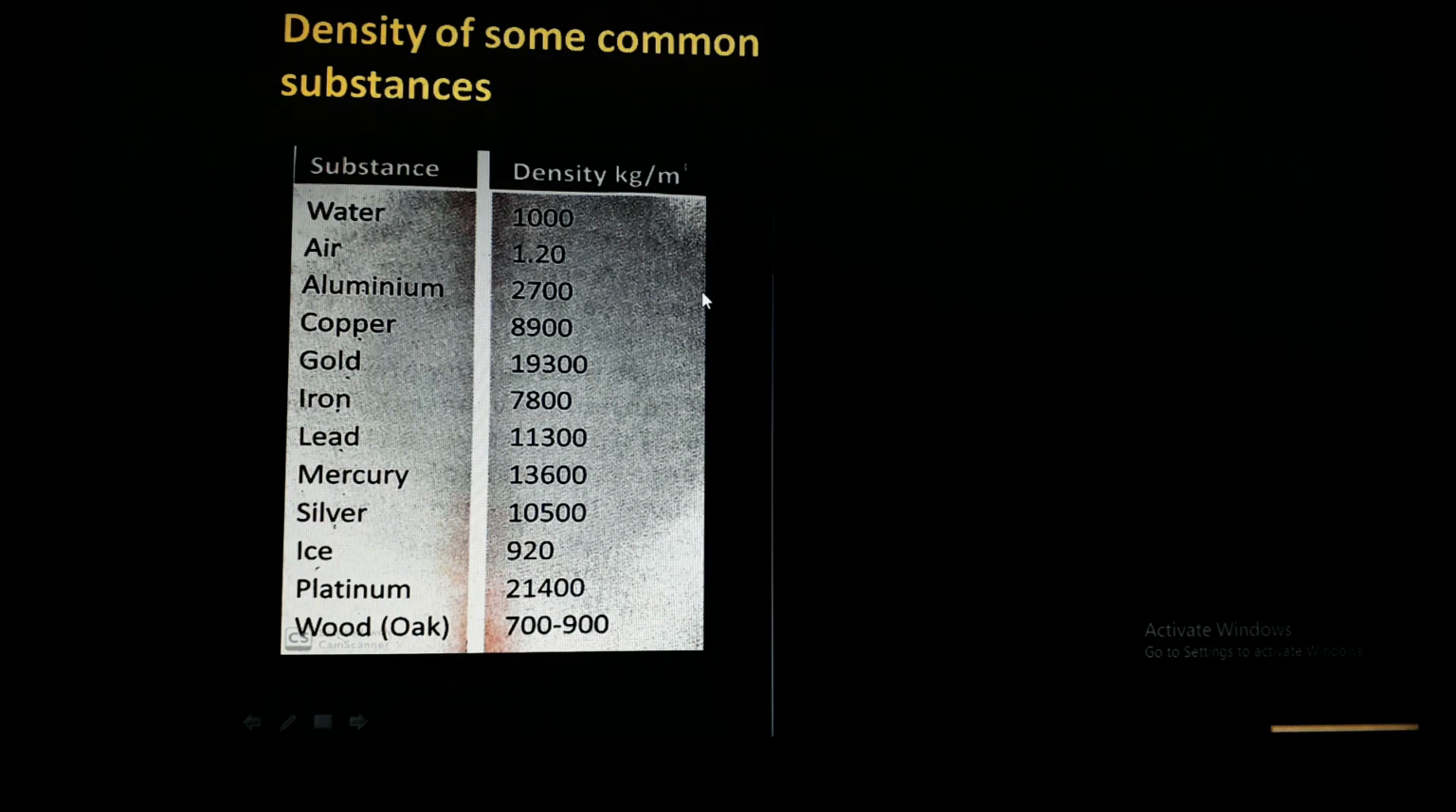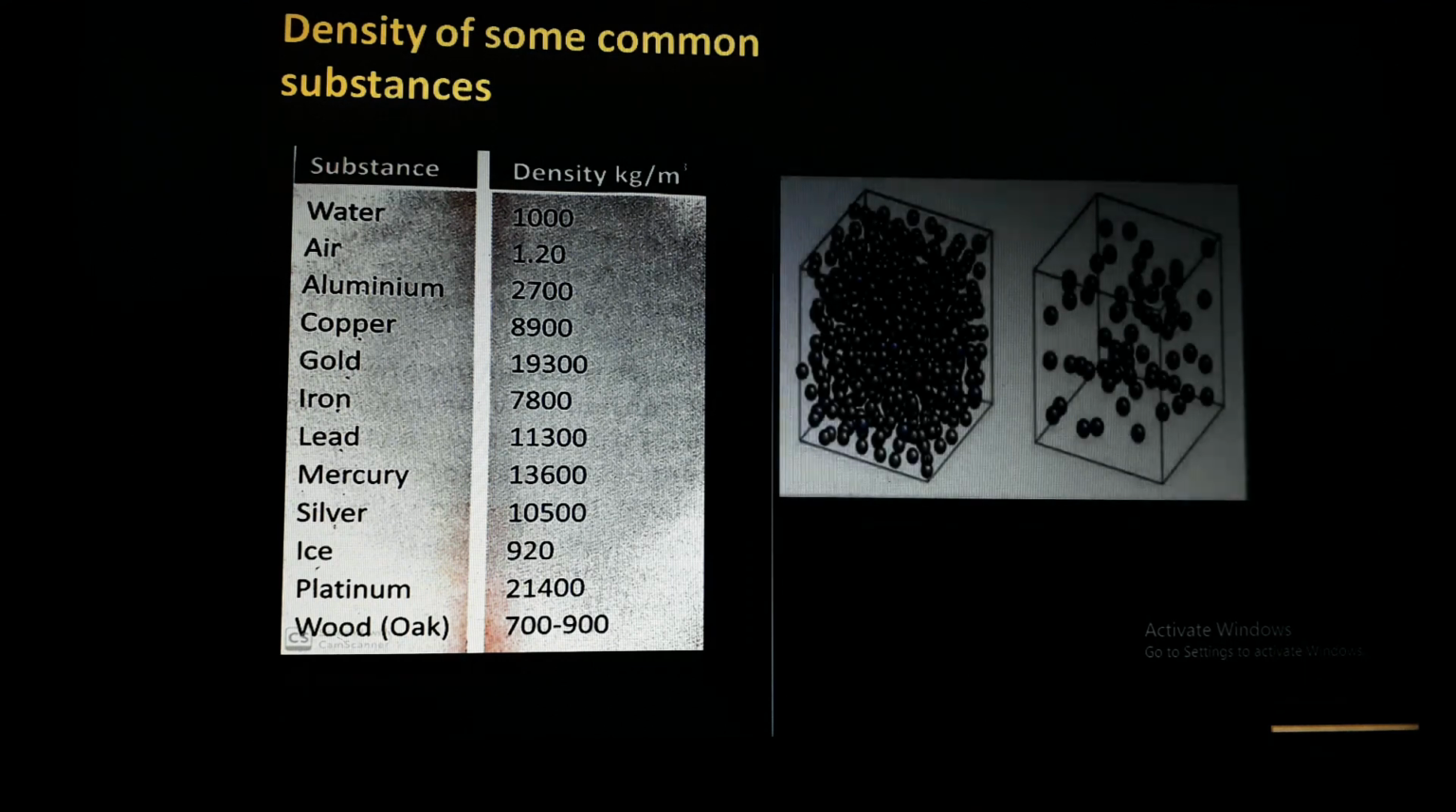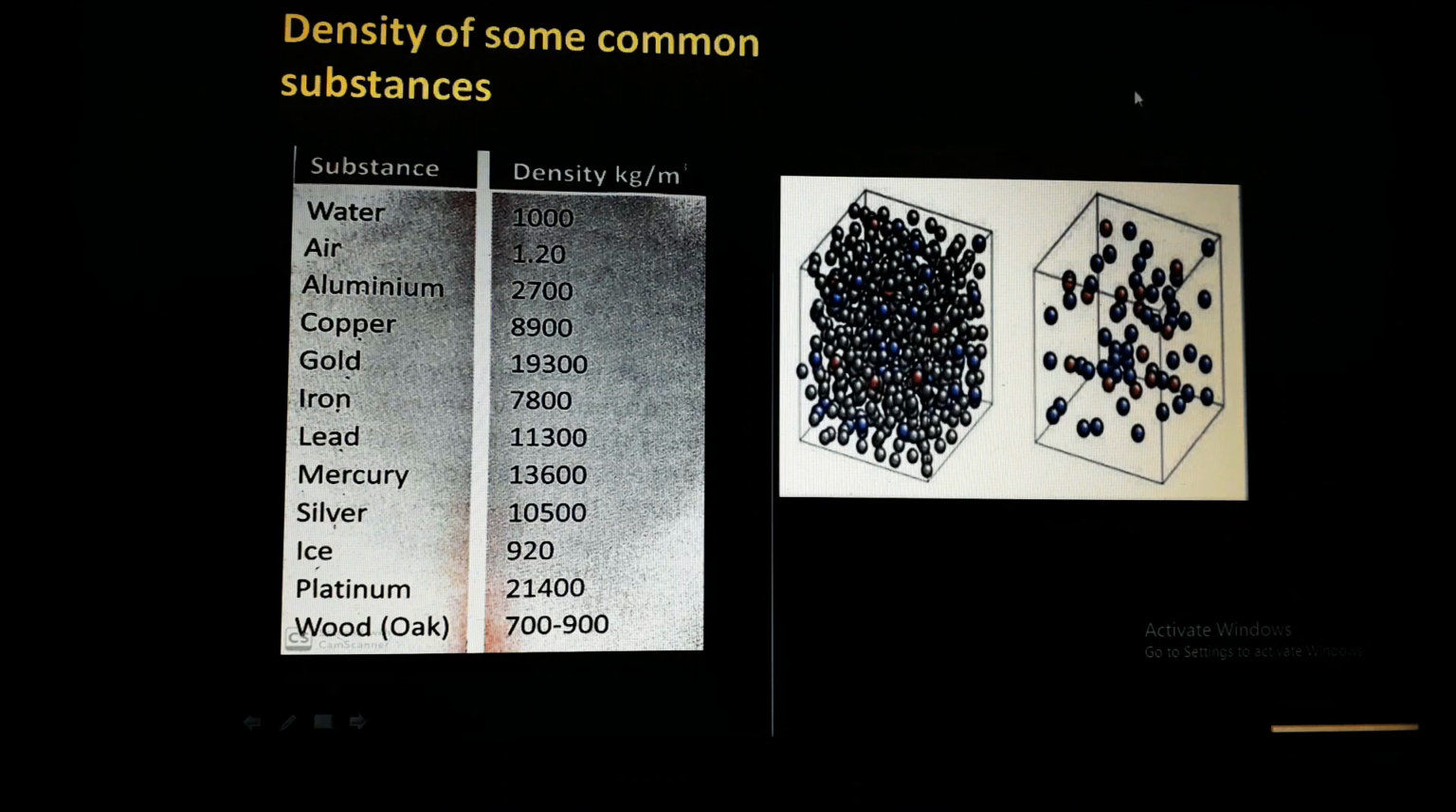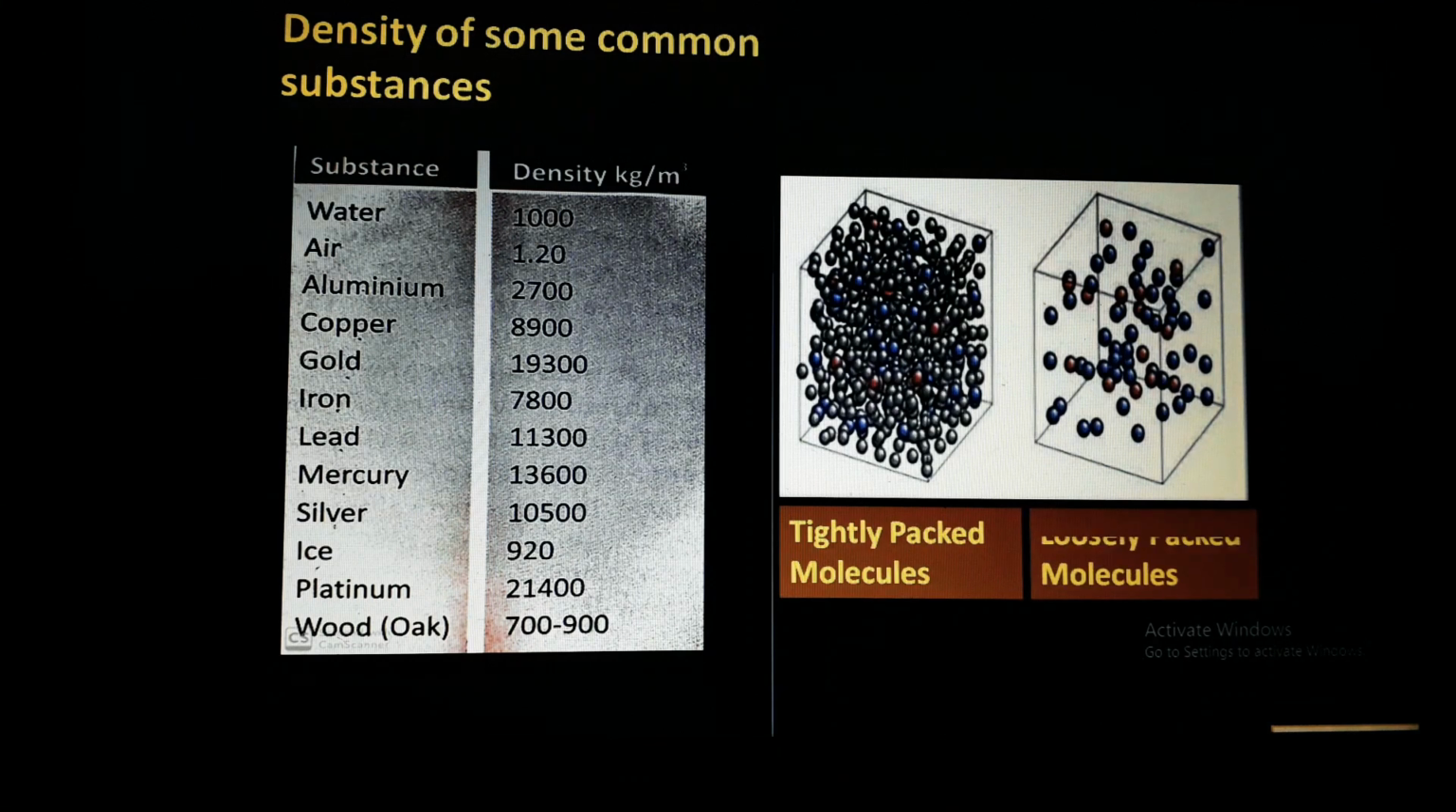Suppose the molecules of a substance are very tightly packed, then that substance has more density. And if the molecules of a substance are loosely packed, that substance has less density. So clearly we understood air molecules are loosely packed so it is less dense. And the platinum molecules are tightly packed so it is more dense.